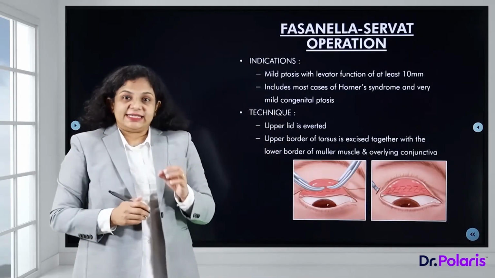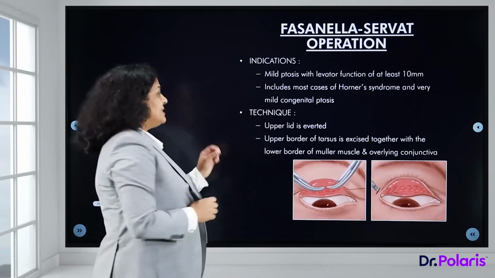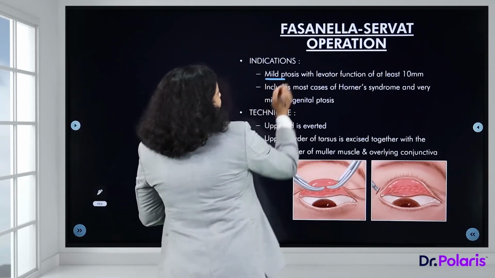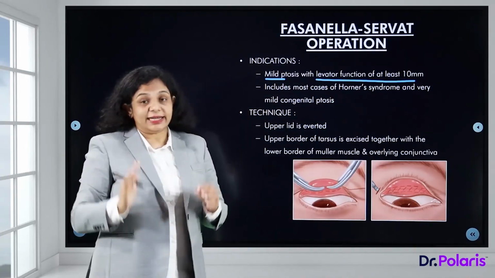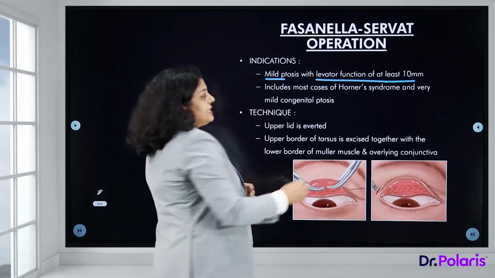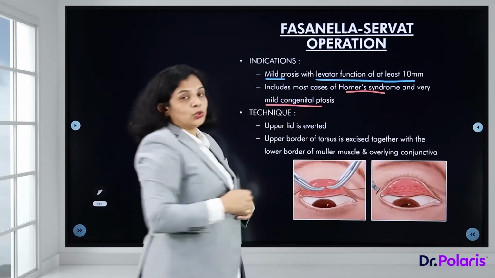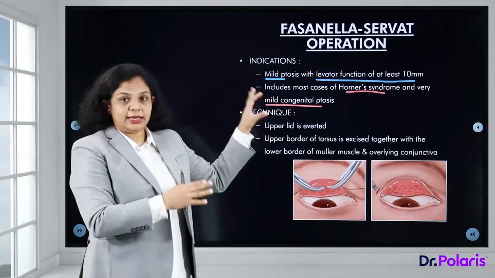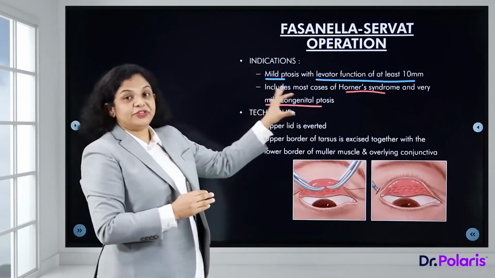Coming on to what exactly is your FASANELLA-SERVAT procedure. This is done for mild ptosis where the levator function is good. That means it has to be at least 10 millimeters. Most of the cases of your Horner syndrome or your mild congenital ptosis will come in this. So we can do a FASANELLA-SERVAT procedure for all of these cases.